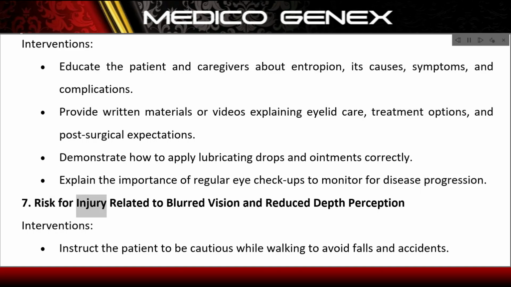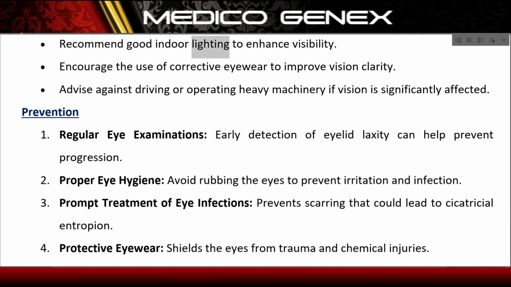7. Risk for injury related to blurred vision and reduced depth perception. Interventions. Instruct the patient to be cautious while walking to avoid falls and accidents. Recommend good indoor lighting to enhance visibility. Encourage the use of corrective eyewear to improve vision clarity. Advise against driving or operating heavy machinery if vision is significantly affected.